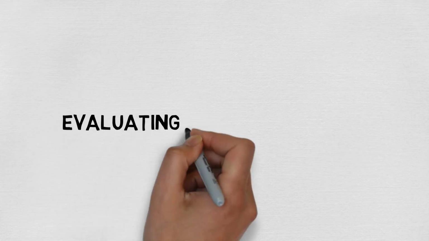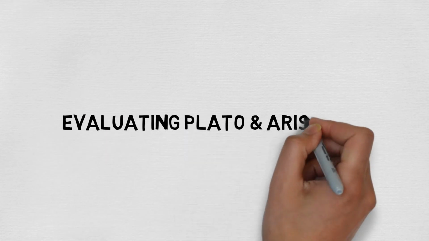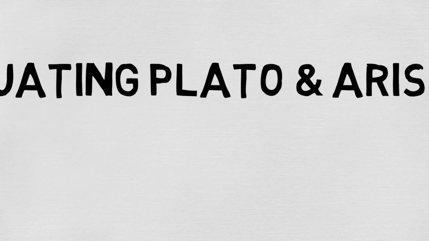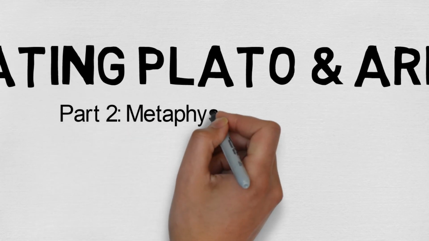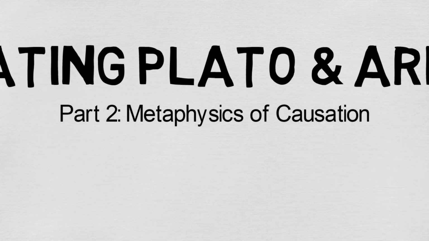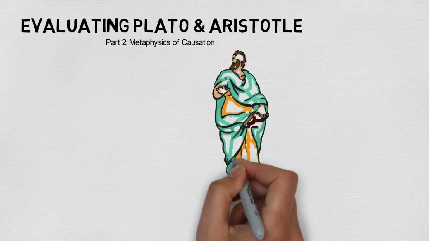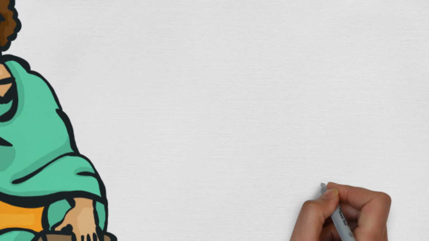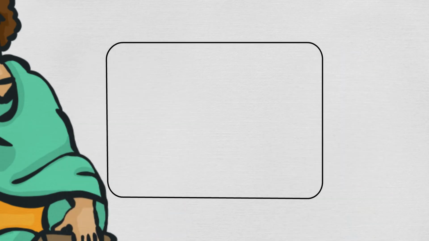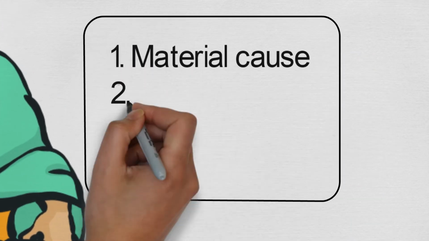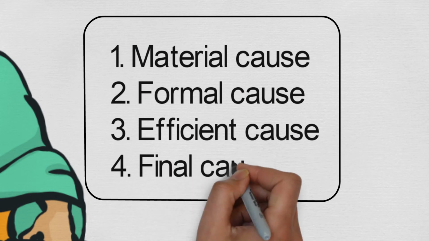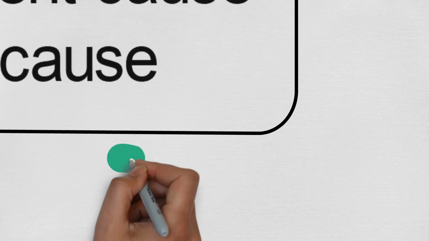This is the second video evaluating Plato and Aristotle's theories, and in this video we will be focusing on the metaphysics of causation. Aristotle explains the essence or nature of things using the idea of causation. Most objects and events seem to fit the four causal explanations suggested by Aristotle: the material cause, the formal cause, the efficient cause, and the final cause.